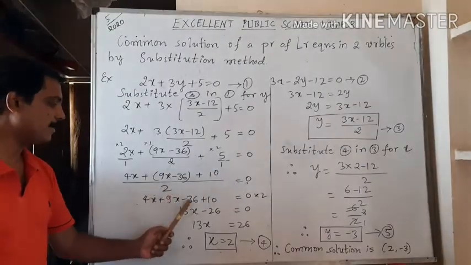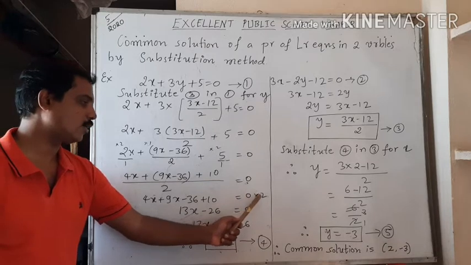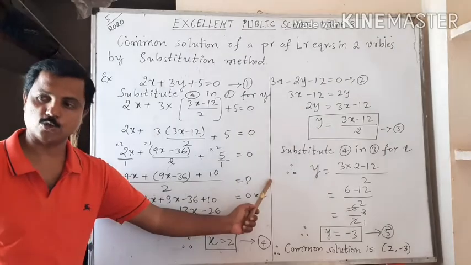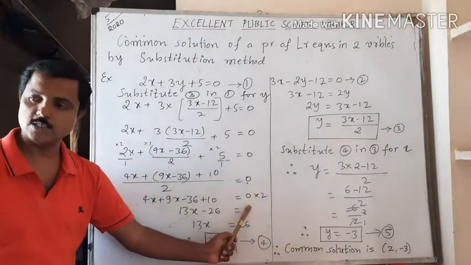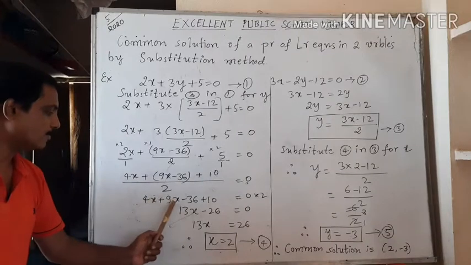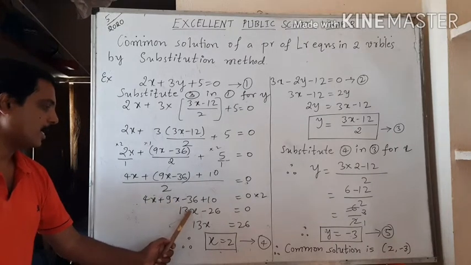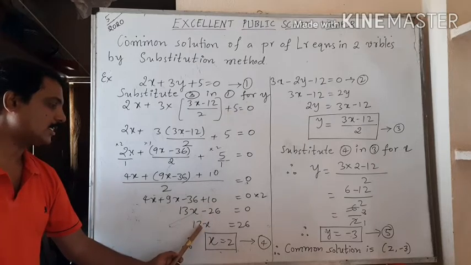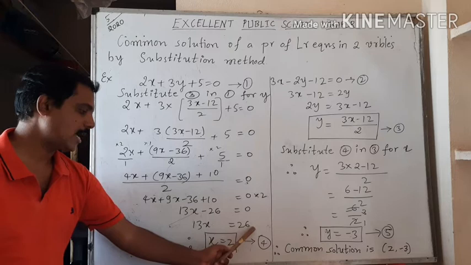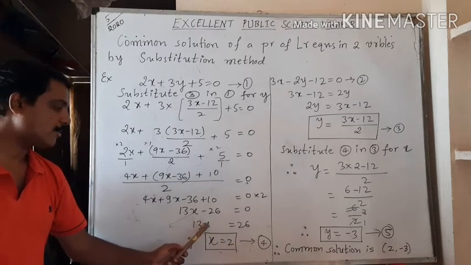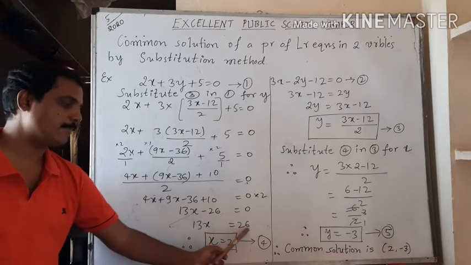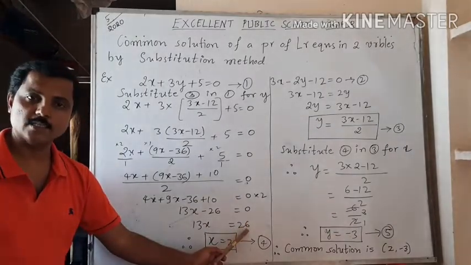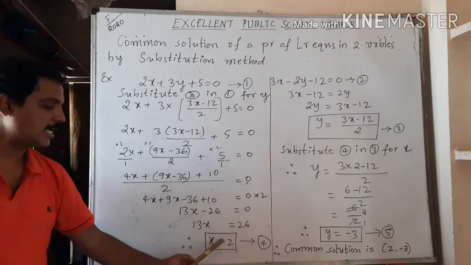Therefore plus 9x minus 36 plus 10 is equal to, this is divided by 2. Divided by 2, this side becomes 2, therefore 0 into 2 becomes 0, and 4x plus 9x is 13x, and minus 36 plus 10 is minus 26. Therefore 13x is equal to 26. Now the 13 which is multiplied with x comes to this side and becomes divided by 13. That is 26 by 13. 13 1s are 13, 13 2s are 26, thus x is equal to 2.